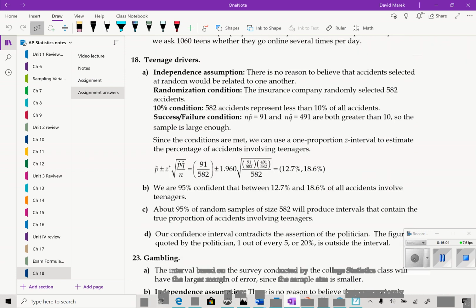All right, so let's do our confidence interval here. And notice how they get really, really lazy and they didn't even convert these into percentages for you. Yeah, your calculator will handle that for you. It's just the tediousness of typing it in twice. So hopefully you got somewhere between 12.7% and 18.6%. And then explain what this means. We are 95% confident that between 12.7% and 18.6% of all accidents involve teenagers. We don't know what that exact value is. We are trying to come up with an interval, a range of values here that captures that actual population proportion.